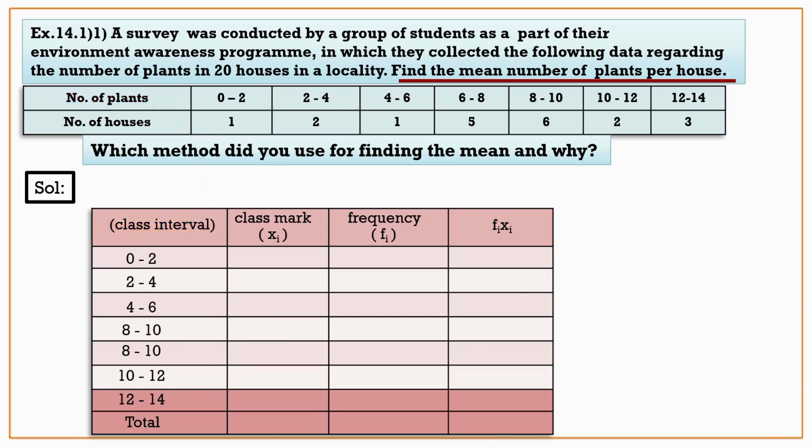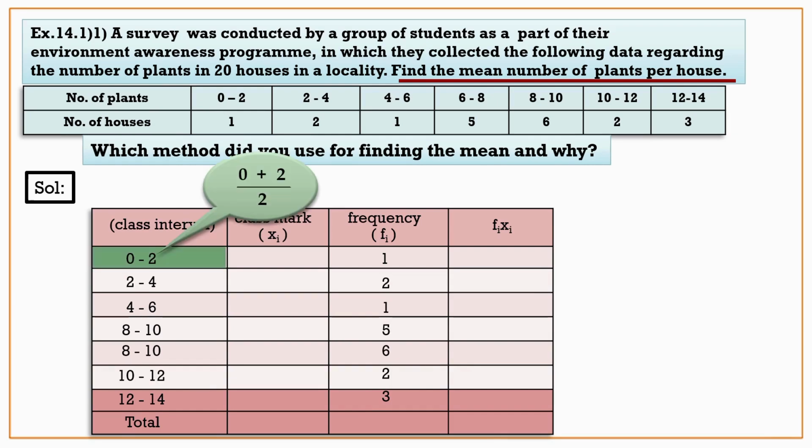Now what we need to do? Whatever is given in the question, the number of plants, will go in the class interval. Whenever you find a dash between two numbers, that means that will be the class interval. Now number of houses is the frequency, so we will fill the numbers in the frequency column.